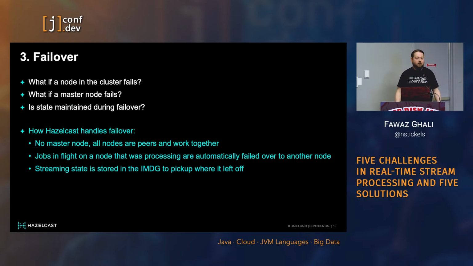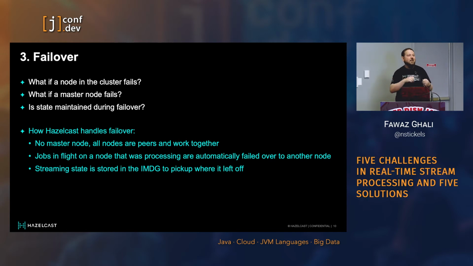The next big challenge is failover. What do you do if a node fails in your cluster? What do you do if the master node especially fails? And the big question, right, is state maintained. If a node does fail, do you have to restart this entire job or do you pick up where you left off? Well, with Hazelcast, there is no master node. Everything is peers. So any node goes down, that's fine. As I mentioned on the resiliency, it's all backed up already anyways. And so there isn't going to be an issue in terms of do you lose state?